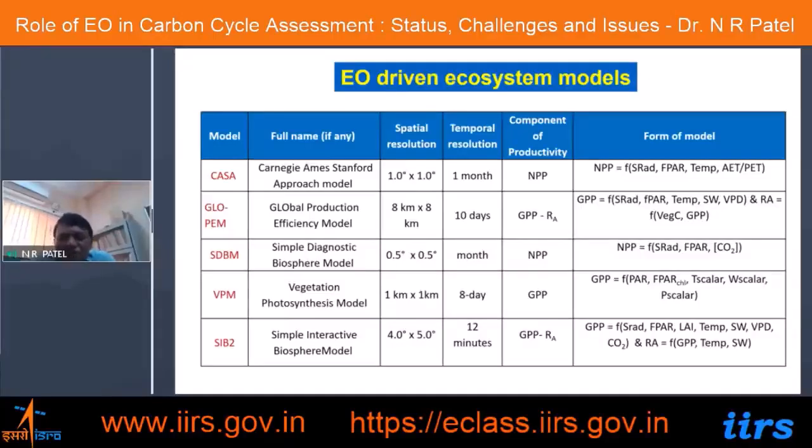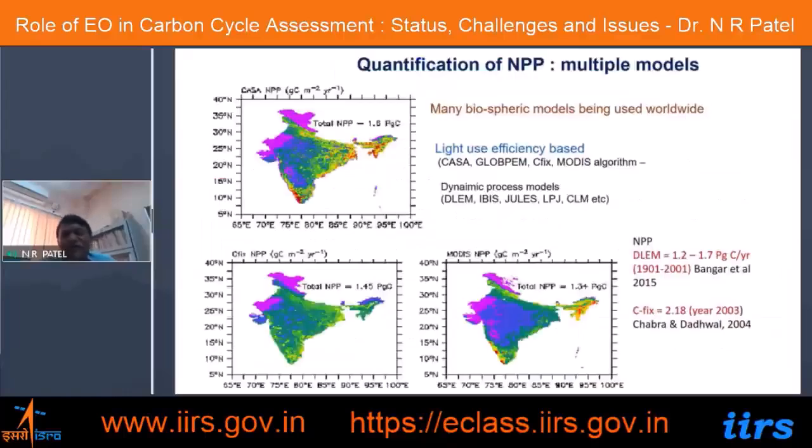I am not going into detail, but I have put one slide for you to have a look, showing the different kinds of models which are highly amenable to satellite observation. So we can use these along with satellite observation for deriving different components of the carbon cycle. You see some quantification we have done over India. There are different kinds of models, CASA, CFIX, and MODIS NPP. Different algorithms are there.